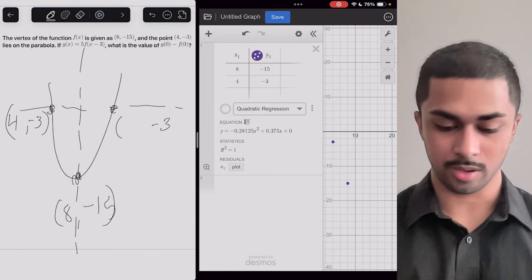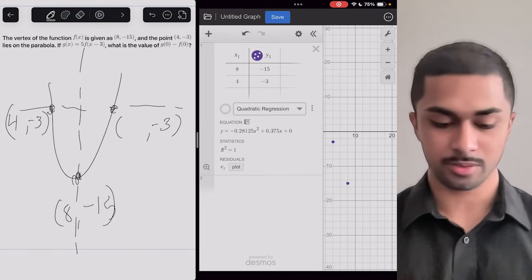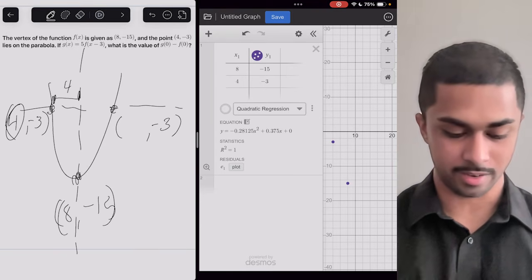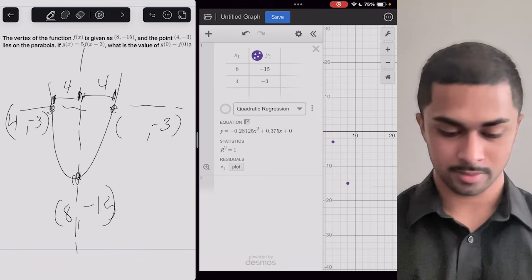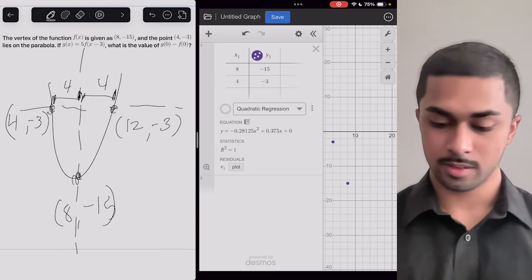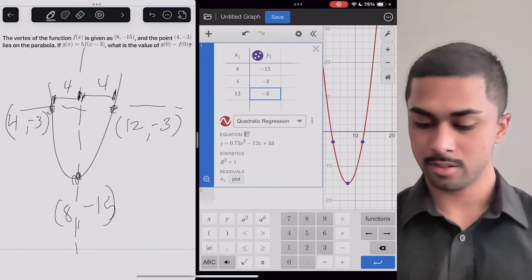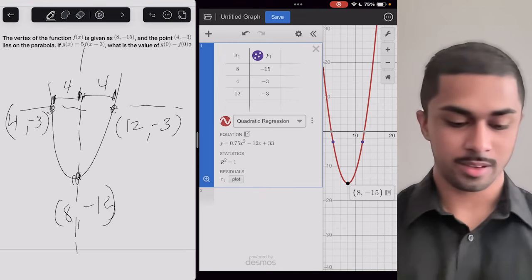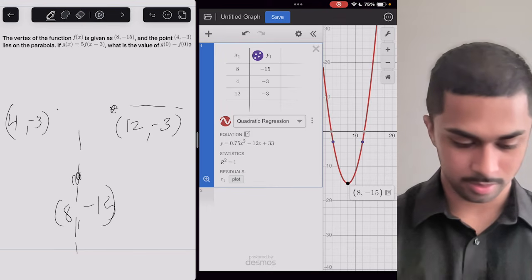So there has to be another point at the same y value as this point. So there has to be a point at -3. And to figure out the x value, since this is 4 away from the vertex, from 4 to 8, we go another 4 to the right. So this is (12, -3). If we plug in (12, -3), we'll see that now we have the correct parabola. Let's recap on exactly what we just did. So let's erase a little bit.